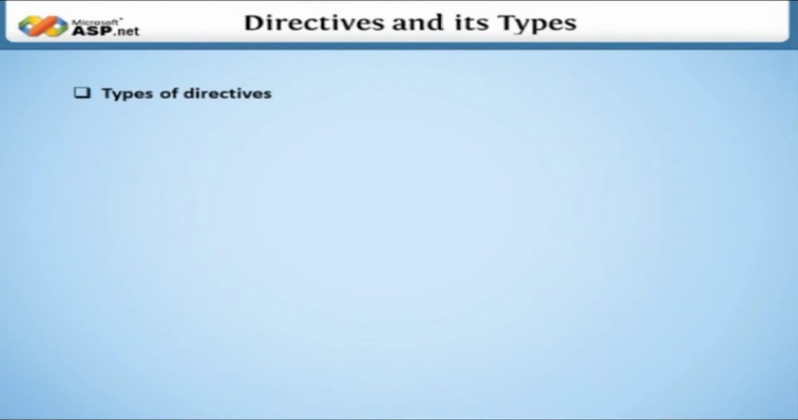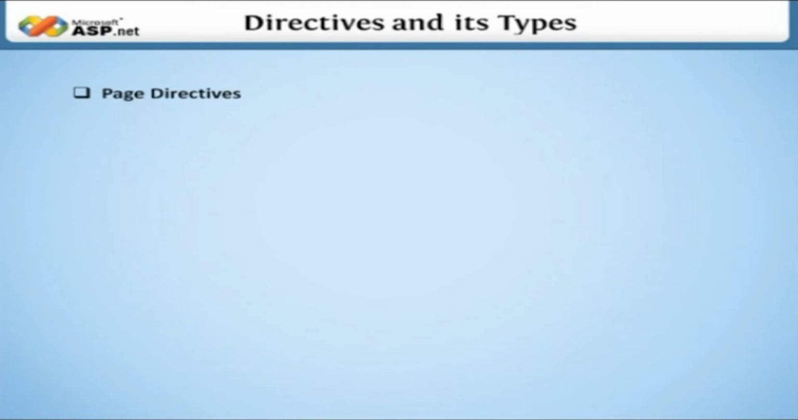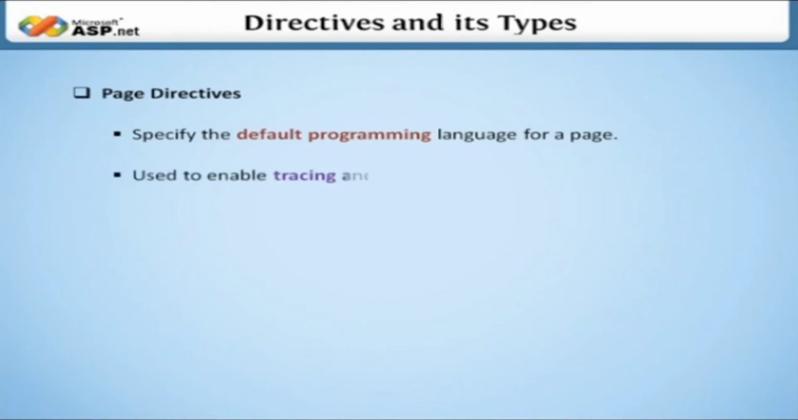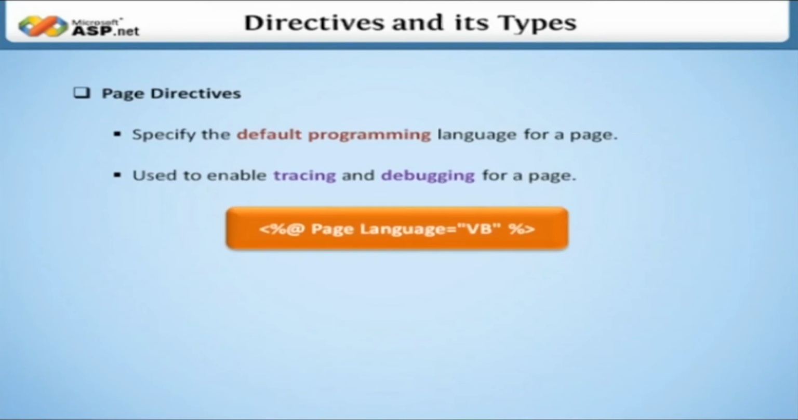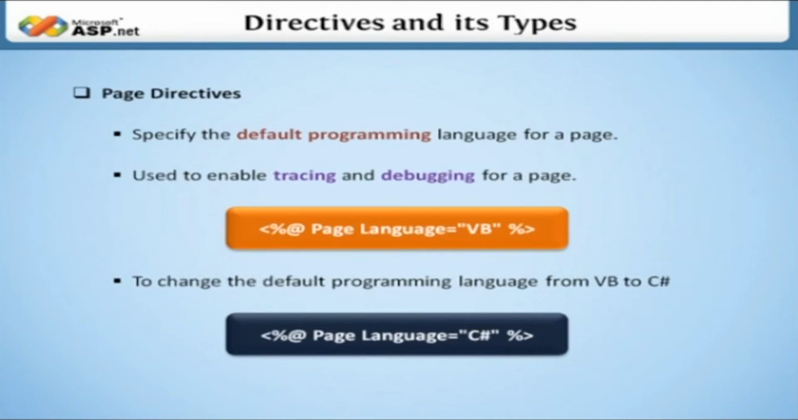There are several types of directives that you can add to an ASP.NET page. Two of the most useful types are page and import directives. Page directives. You can use a page directive to specify the default programming language for a page. Page directives can also be used to enable tracing and debugging for a page. A page directive can be represented by the tag. To change the default programming language of an ASP.NET page from Visual Basic to C#, you can use the following page directive tag.